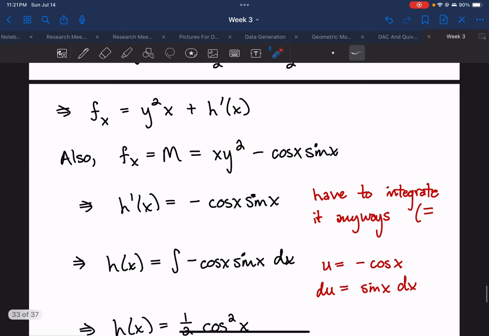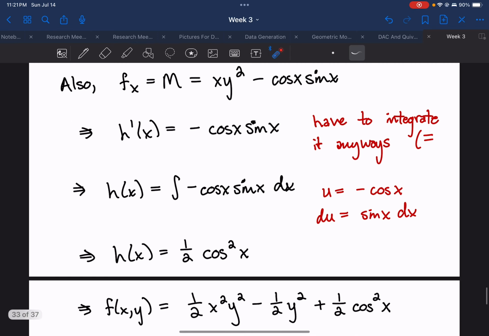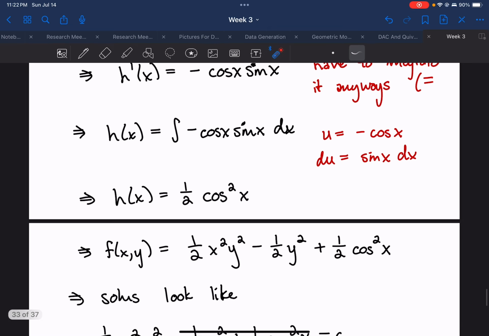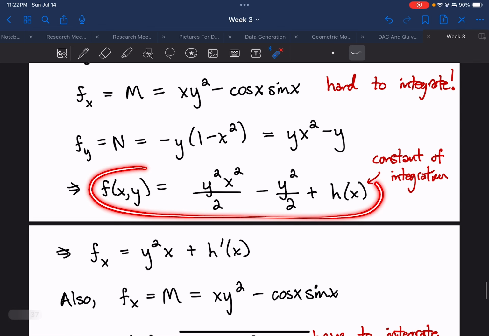And it looks like we're going to have to integrate it anyways. I hope you remember how to do trig subs. This is one of the easier ones. You can use a u sub, right? When we integrate this dx, we can let u be negative cosine. That's even better. And the derivative of negative cosine is sine. So that gives us an easy integral here. Which means my function, if we go back up here, this is what f should have been.